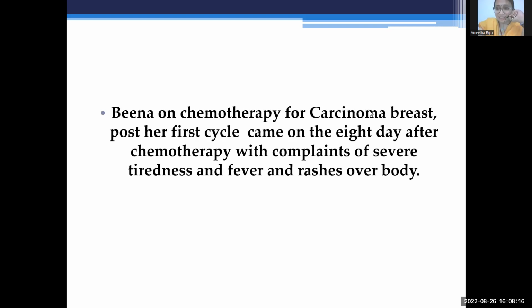We take cultures of the patient, and we do not wait for the report. We start the patient on empirical broad spectrum antibiotics. If the patient is improving, we continue the antibiotics. If the patient is not improving, once the provisional culture reports are out, we change the drugs accordingly. Right. With that, yes.